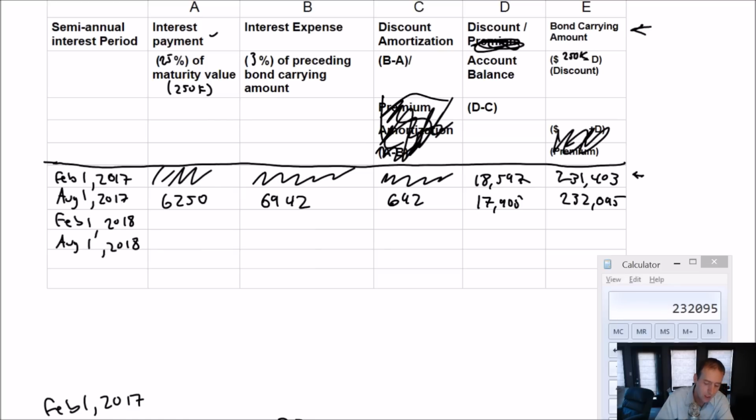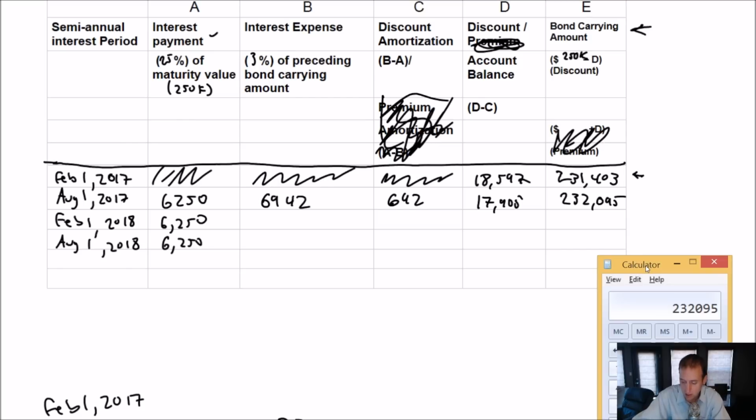So my payment, and once you've done this 3 or 4 times, it becomes rote. My payment is going to be the same. 2.5% of my maturity value, 2.5% of 250,000 is 6250. And in fact, I could fill this in the next row as well because it's just the same amount. That's why old people love this investment. It's the same payment every 6 months. They get the exact same thing. So it's very predictable.